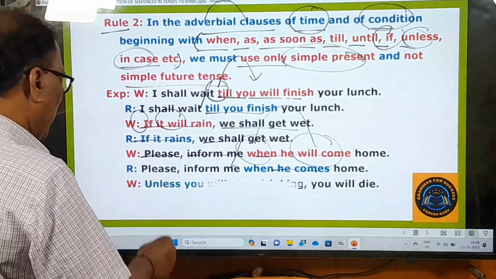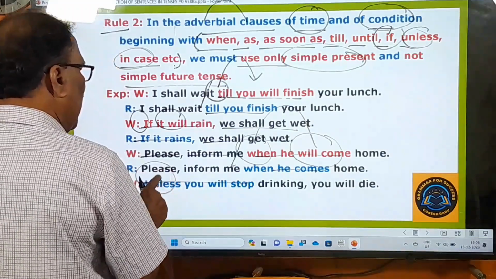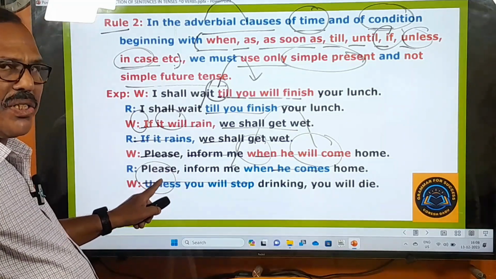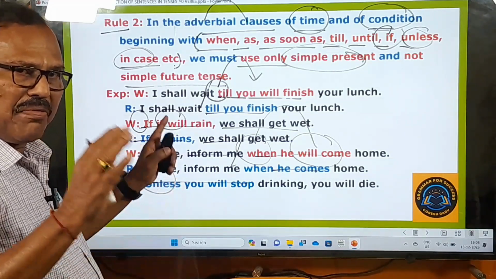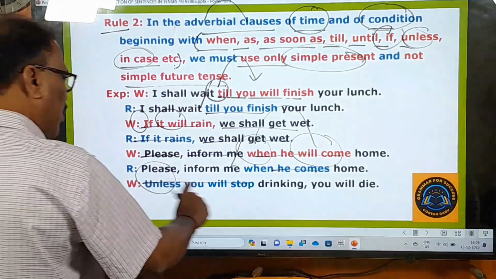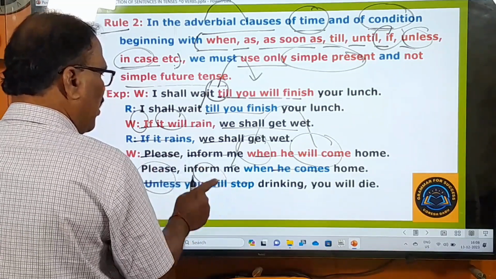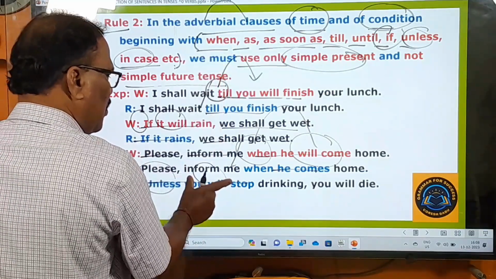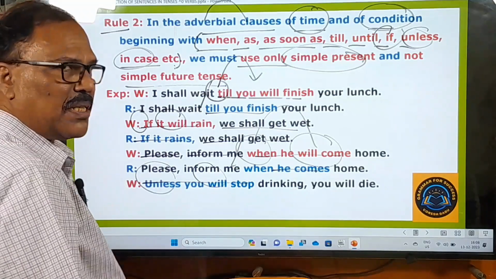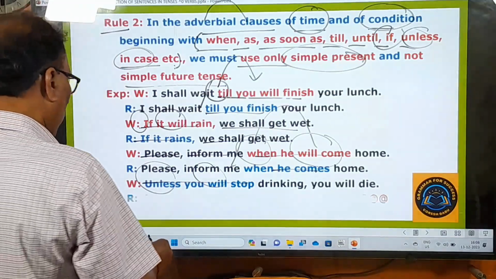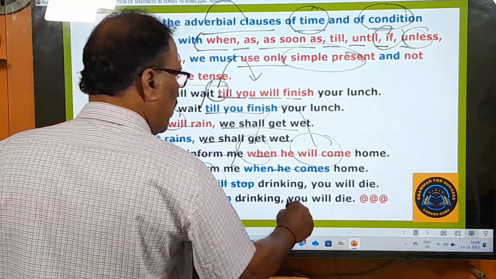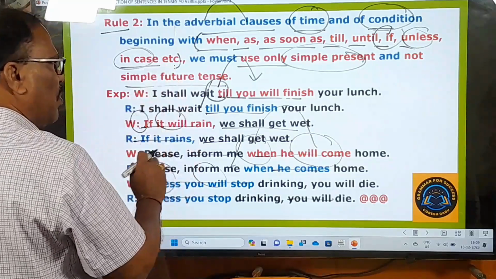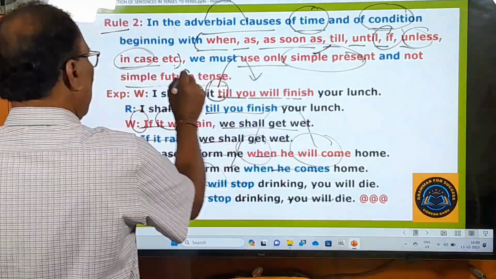And one more example: unless you will stop. Unless is again an adverbial clause of condition, a condition framing conjunction, right? In this, you should not use any simple future. Remember all these conjunctions. You should use only the simple present tense, right? And then the answer is: unless you stop drinking, you will die. So in this way, with all these conjunctions, we should use only the simple present tense but not the simple future.